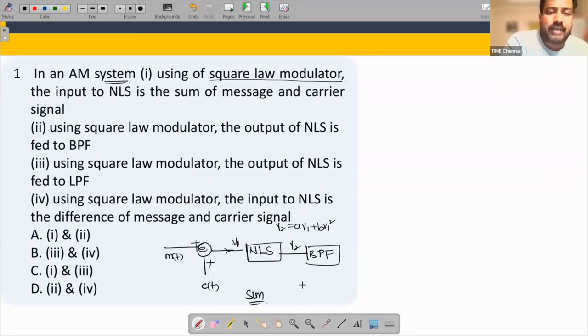So what is given in an AM system using square law modulator, the input to NLS is a sum of message and carrier signal. Absolutely true. Using square law modulator, the output of NLS is fed to band pass filter. Yes, that's also true. Output is fed to low pass filter? No. Input to NLS is the difference of the message and carrier signal? Also no. 1 and 2. Option A is the answer.